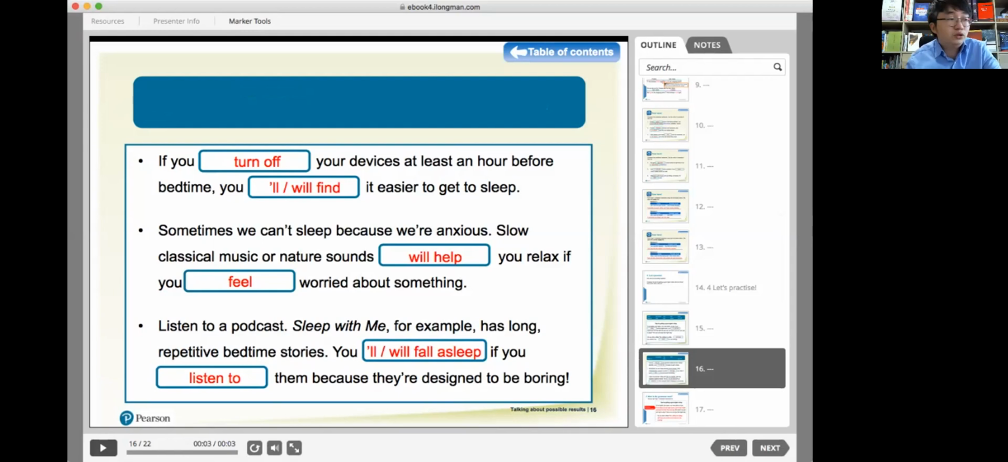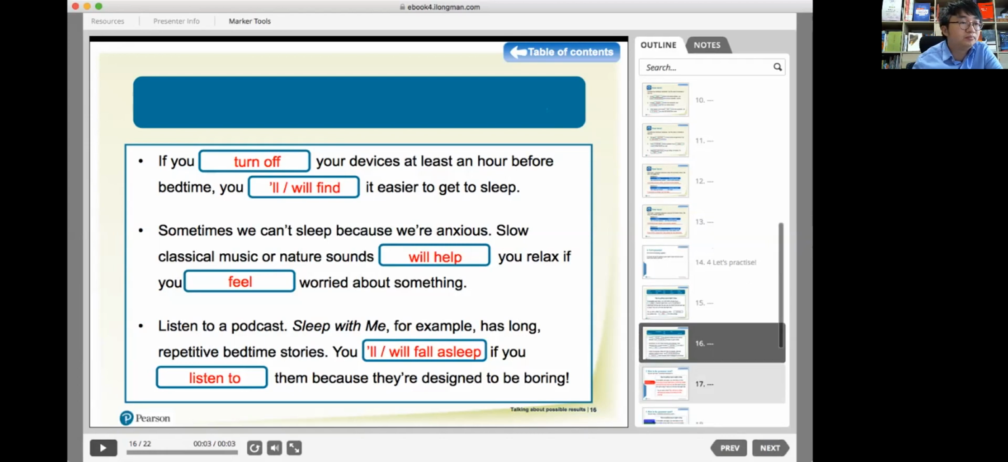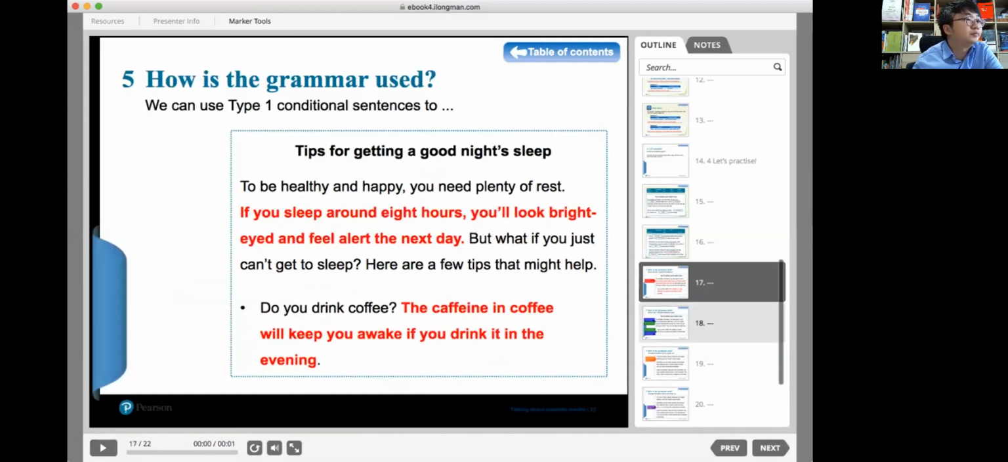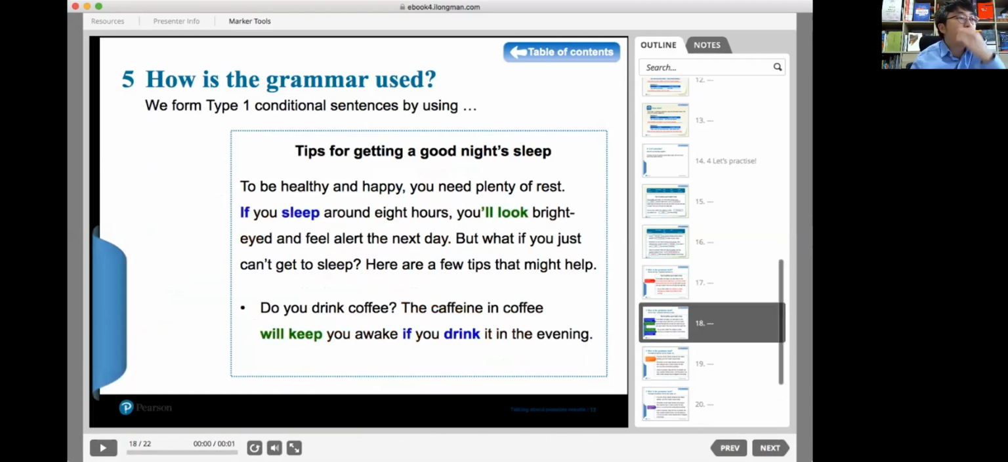But if those bedtime stories are very interesting, maybe it's a failure. You can't sleep because you are paying attention to the plot of the story, and you try to understand the story and then you can't sleep because your brain is still functioning. So the bedtime stories are stories which are very boring. All right. So this is an example. These slides explain how we use type 1 conditional sentences in the article that we just read. I'll skip it.